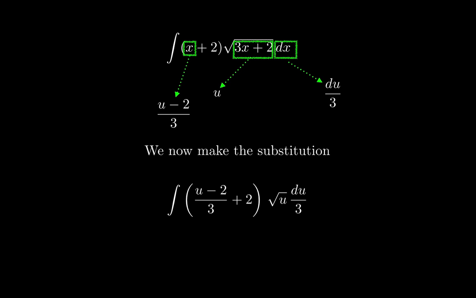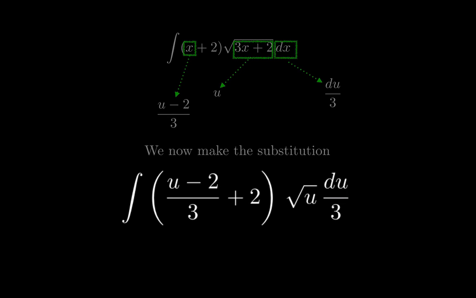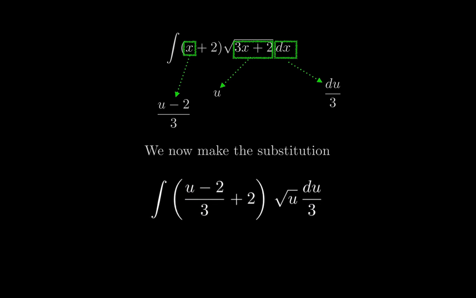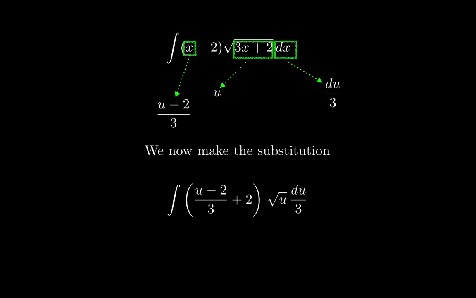The new integral will be u minus 2 divided by 3, because that was x, plus 2, that was the constant that was there, times the square root of u, because u is 3x plus 2, and the dx, of course, is du divided by 3. So this is our new integral. Now this integral should be easier than the previous one. That's the purpose of the substitution, to make things easier for us to integrate.